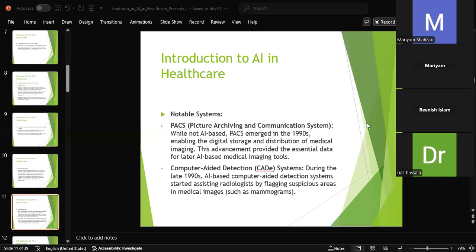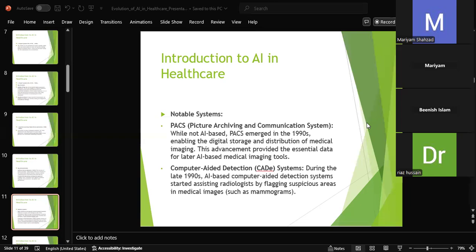Then these CADs were integrated with the picture archiving and communication systems that we have discussed before, PACS. When both of these were integrated, they allowed for seamless access. We had a digital database for the storage of the data, and we could easily detect or analyze and reduce human eye error by using the CADs. The images could be managed within the existing hospital workflows.